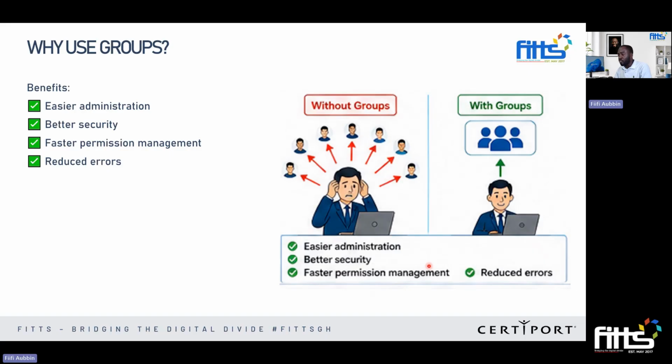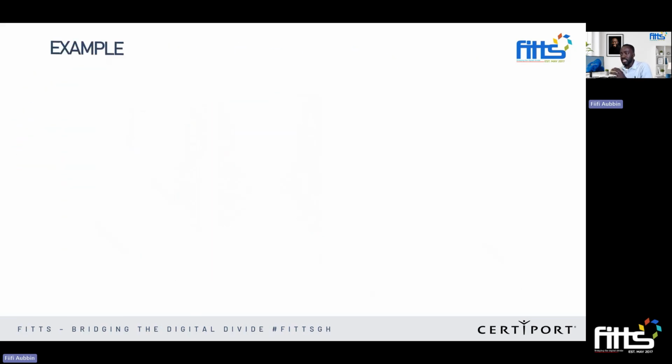So an admin without groups will just be confused. If you have about 500 students and you need to assign certain permissions, you cannot be doing that individually. That would be tedious. So the best way is to put them into groups, which helps with easier administration, better security, faster permission management, and reduced errors. It is as simple as that.